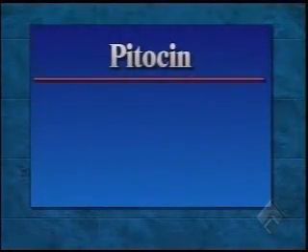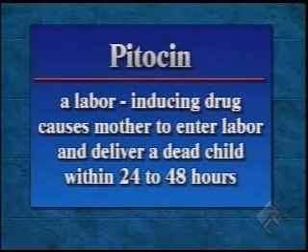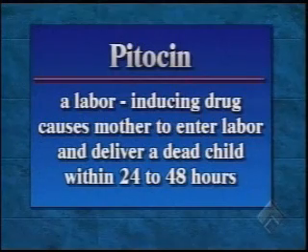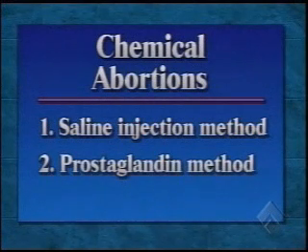Pitocin, a labor-inducing drug, is given to the mother and causes her to enter labor and deliver a dead child within 24 to 48 hours. Similar to the saline injection method, the prostaglandin abortion uses a hormone-like compound called prostaglandin, which is injected into the uterus, causing it to contract and push out the baby prematurely.